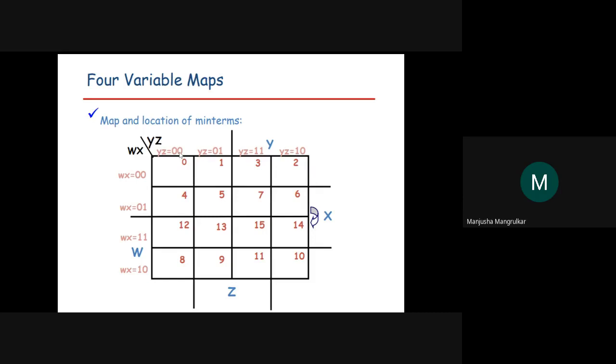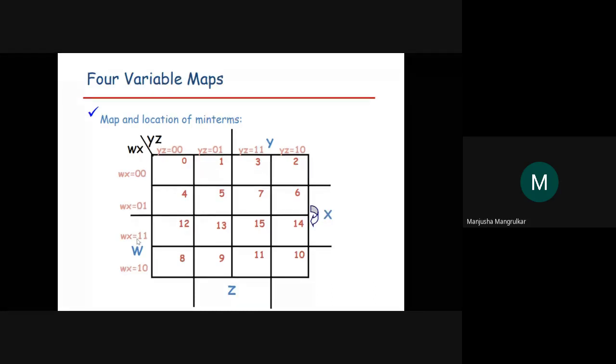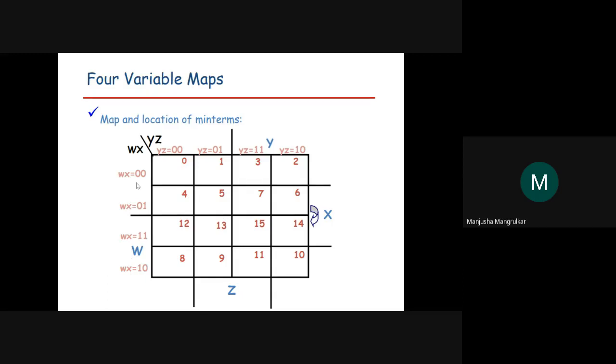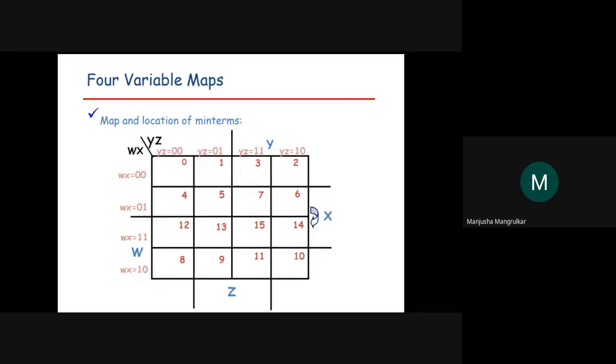0 0 0 0 0 1 0 1 1 1 1 1 1 0 1 0. So now all these are yz yz yz yz. This is wx wx wx wx, right? Now this is 0 0. Yeah, this first term is 0 0 0 0.